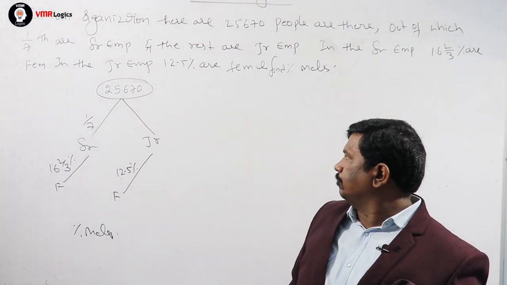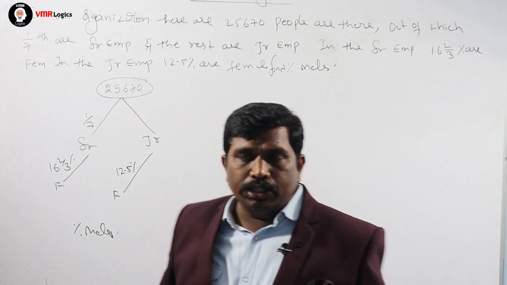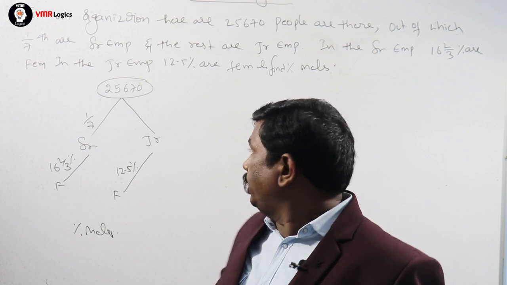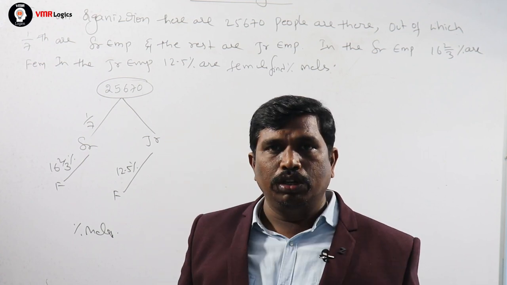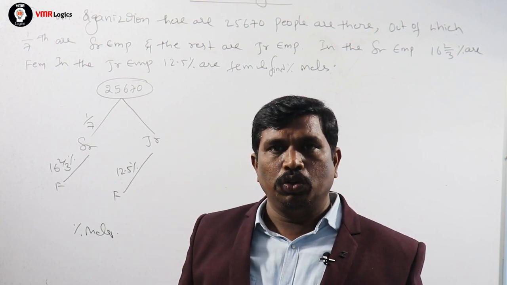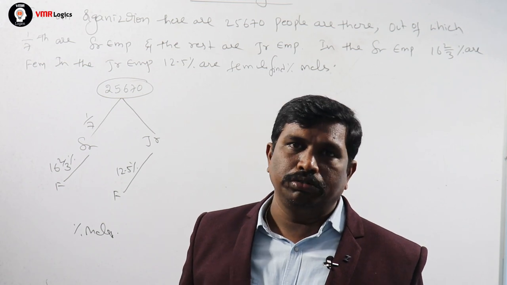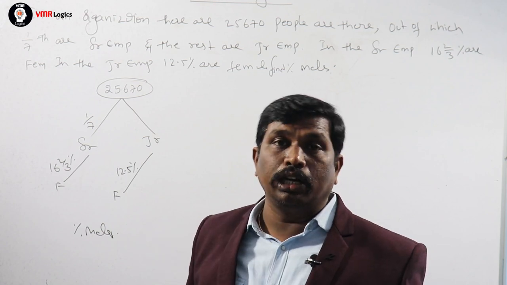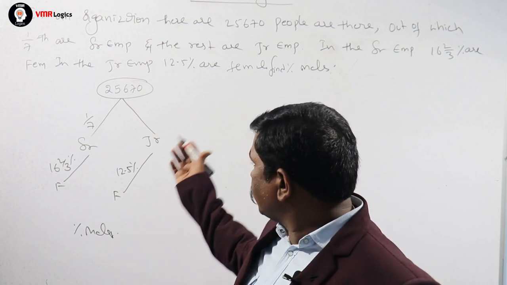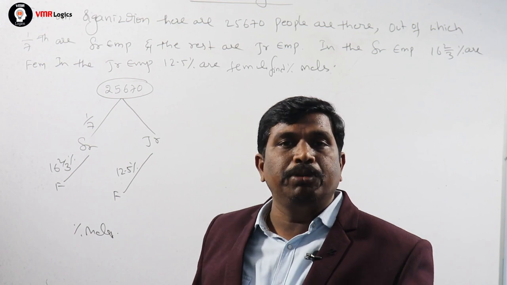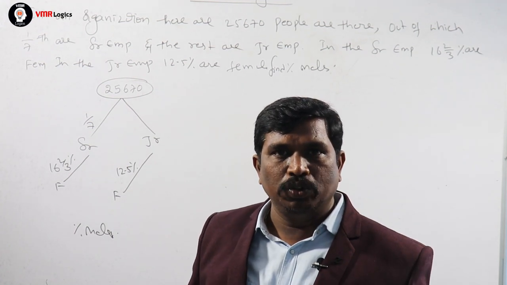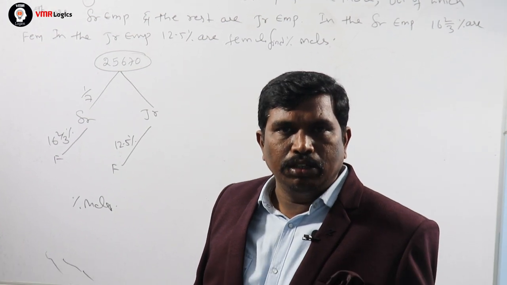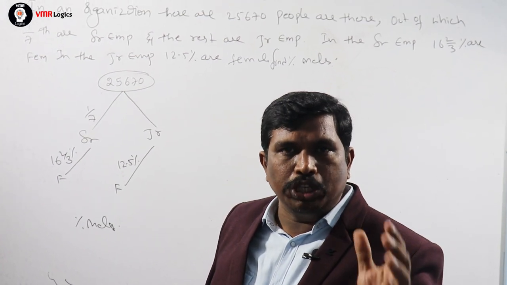Now listen, guys. Generally, what do most of the people do? They take the value as it is and solve the question. No doubt you'll get the answer. But the point is, if you take the same value, guys, there is a calculation burden. If you take the same value and calculate, minimum 5 minutes are required to solve the question. So what to do? How to make the calculation part easy?